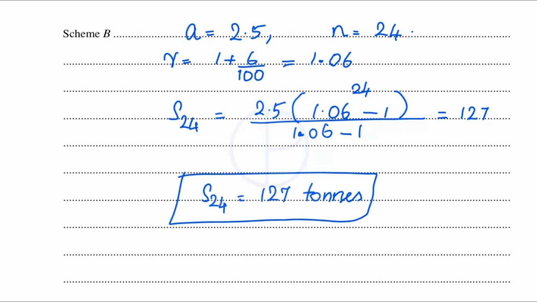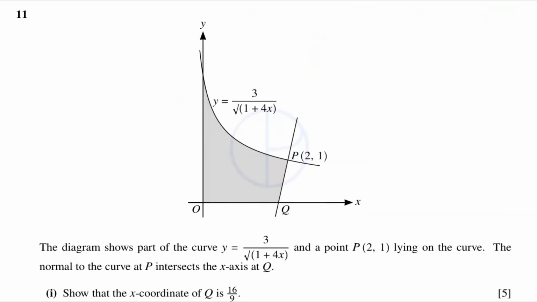So in this paper, there is one more tricky question. Let's solve that also. That is question number 11. The diagram shows part of the curve y is equal to 3 over square root of 1 plus 4x and a point P of (2, 1) lying on the curve. The normal to the curve at P intersects the x-axis at Q. Show that the x-coordinate of Q is 16 over 9.